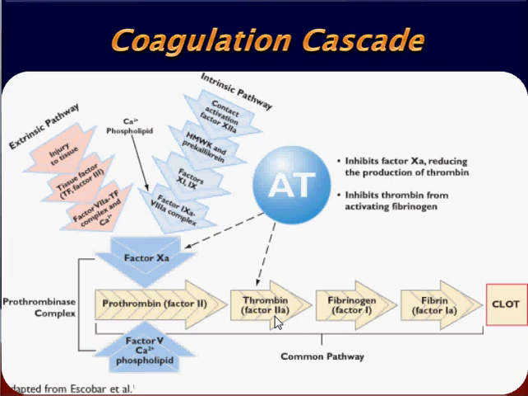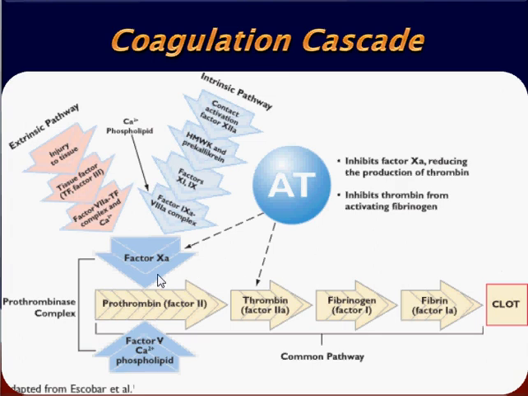This factor 2A acts on fibrinogen or factor 1 to convert it into fibrin, which is the stable mesh of the clot. So, activated factor 10 in the presence of factor 5, calcium and phospholipid converts prothrombin to thrombin, and this thrombin, which is factor 2A, acts on fibrinogen and converts it into activated factor 1, which is fibrin. This fibrin is the mesh of the clot in which all the cellular elements, platelets, everything is entangled.